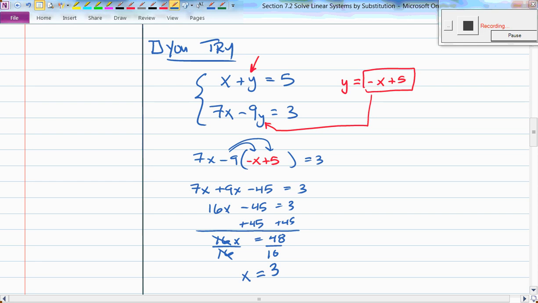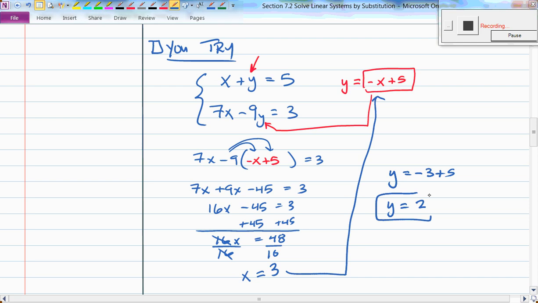So now that I got my x is equal to 3, I can substitute my x right back into there, and I would see that y would have to be negative 3 plus 5. So y would have to give me, looks like 2. Great. So the solution to my system here would have to be the coordinate point 3, 2. That's my x, and that is my y.